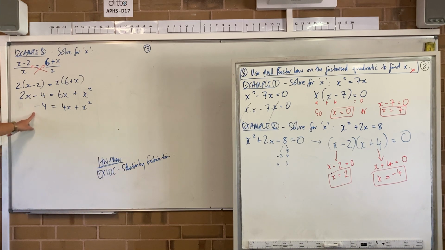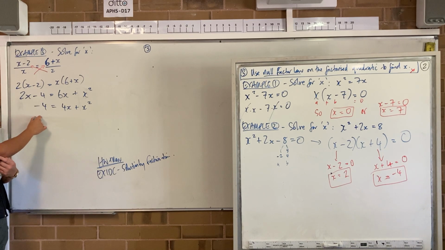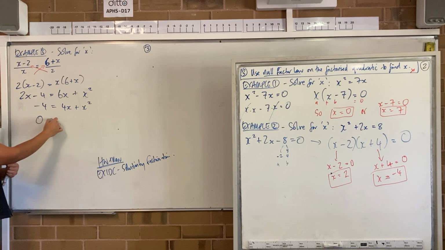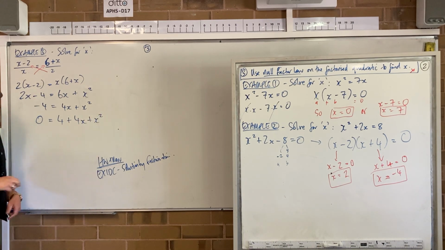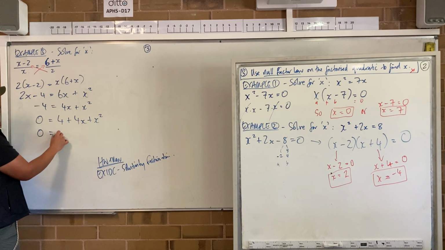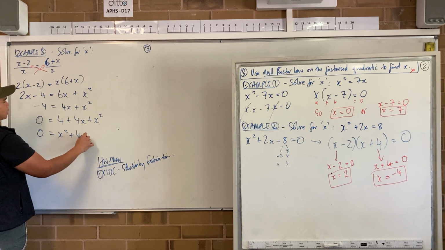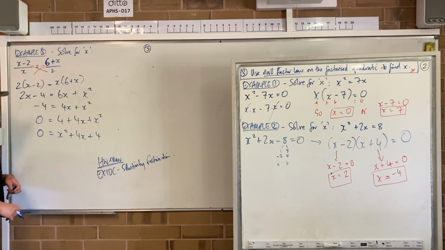What's the opposite of taking 4 from something? Add 4. So what's going to be left on this side if I add 4 to both sides? 0 equals 4 plus 4x plus x squared. See, I did a sneaky and just did everything on the right-hand side. Can I rearrange this to look more like a quadratic? No, the squared thing first. So 0 equals x squared plus 4x plus 4.